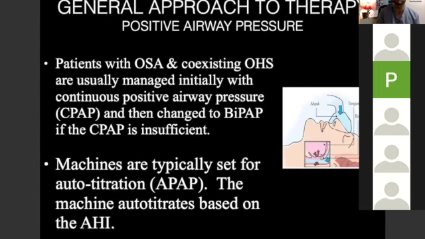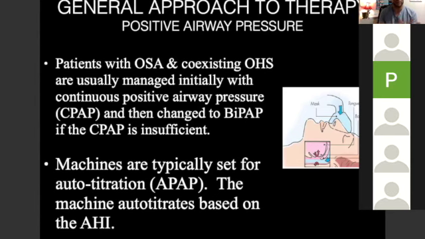But the new machines are called APAP. They automatically titrate the CPAP or the BiPAP to the AHI. So they recognize a stop point, and they're much better tolerated. Plus, there's much better masks. There's nasal pillows now instead of a full face mask.